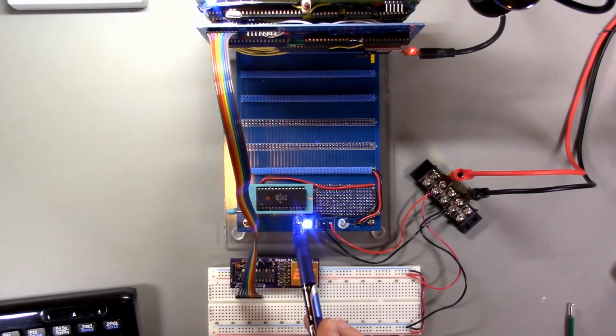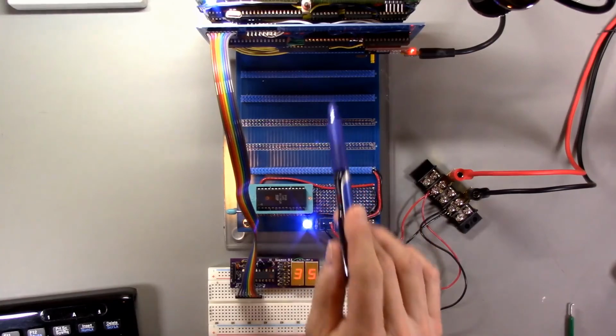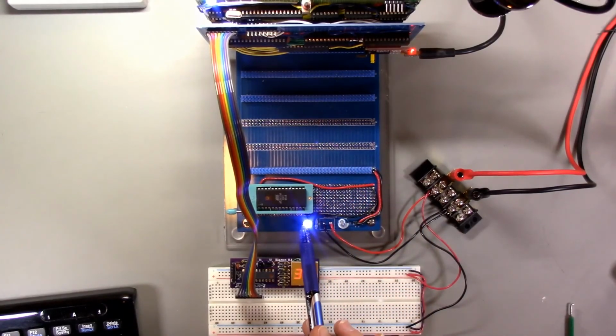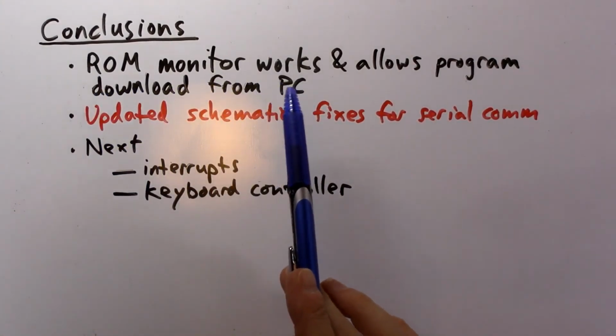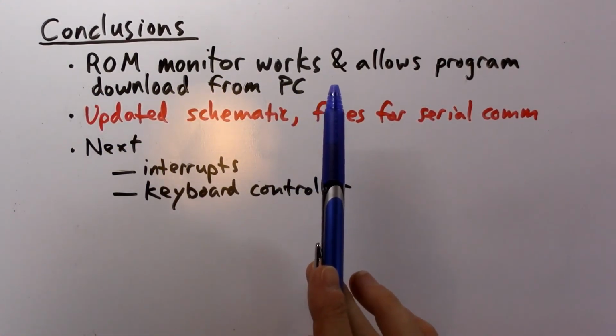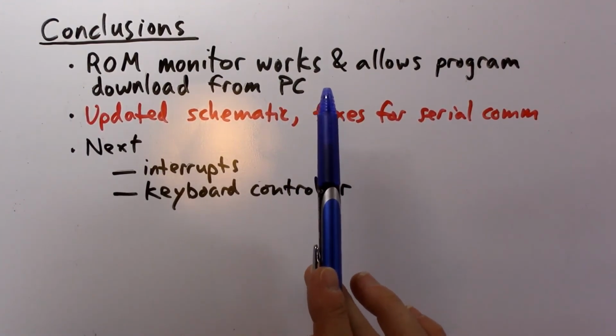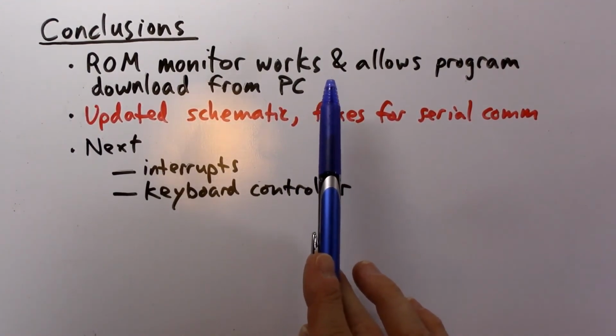so that means our test program is running. That means that the ROM monitor now can successfully download programs from the host PC into the static RAM, and so now we can write programs and test code without having to actually take the ROM out, so that is very nice progress. All right, so just to wrap up, the ROM monitor works, and it allows us to download programs from the host PC onto the 6809 system, so that is really good progress.